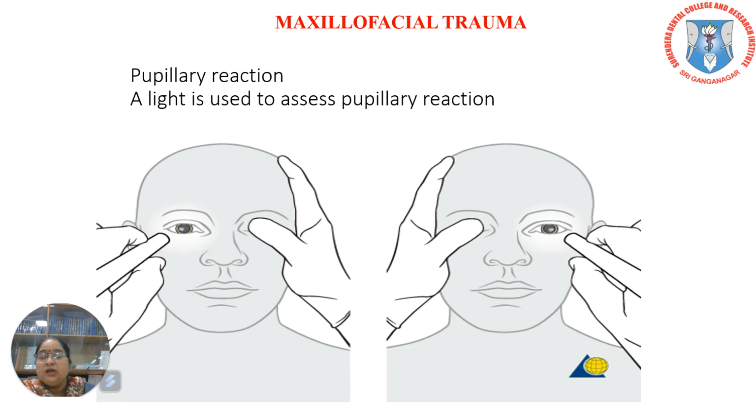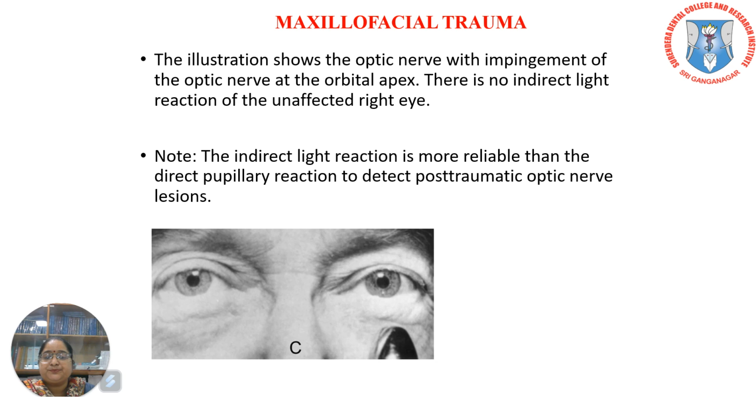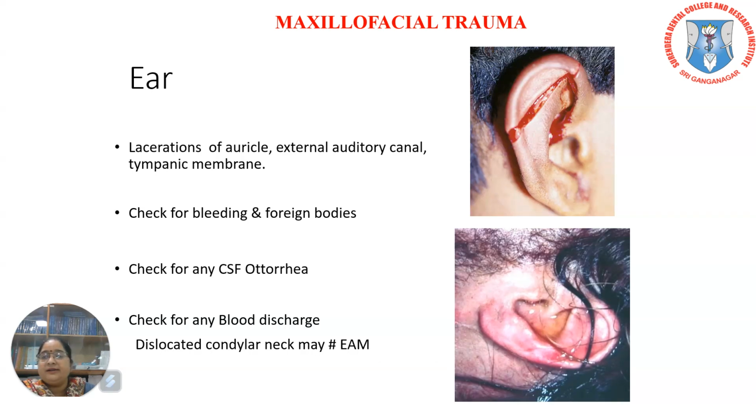We can check the pupillary reaction, whether the light response is normal or abnormal. We can check by closing one of the patient's eyes. The illustration shows the optic nerve with impingement of the optic nerve at the orbital apex. There is no indirect light reaction to the unaffected right eye.